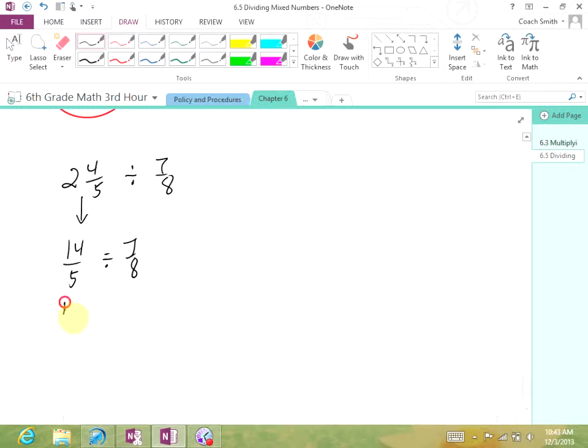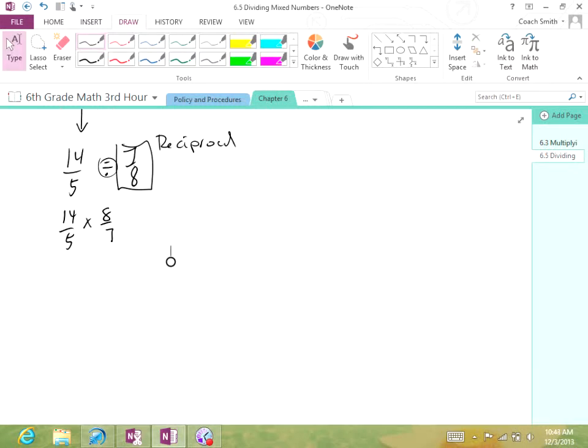So we take and go 14 over 5. We're going to change that to multiplication, and we're going to do the reciprocal of 7/8, which is 8 over 7. Okay? As we look at those two, there's a common factor of 7. 7 goes into 7 one time, 7 into 14 2 times. There is no common factor between 5 and 8. So I take 2 times 8 over 5 times 1.